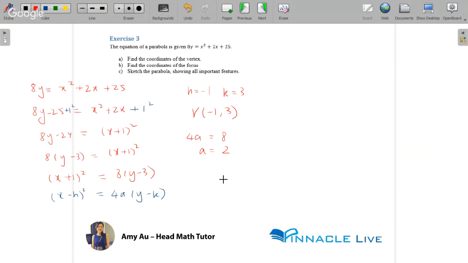Once we've got all of that, we can now answer the question. A, find the coordinates of the vertex, which we've got. B, the focus. Now, I strongly recommend you try to draw this so that you don't get this wrong. So (-1, 3).